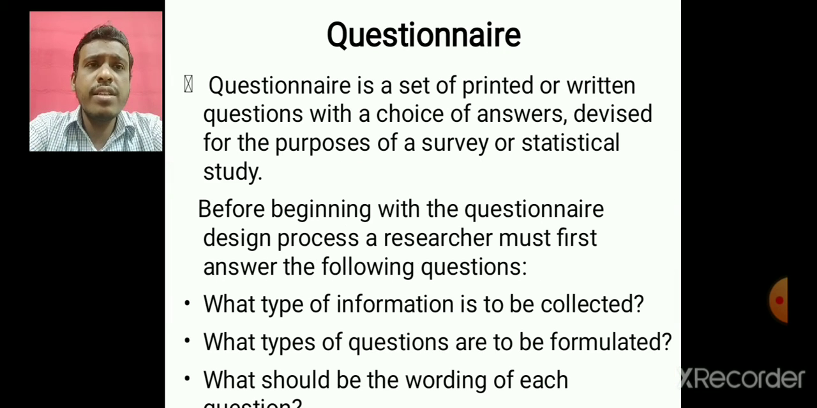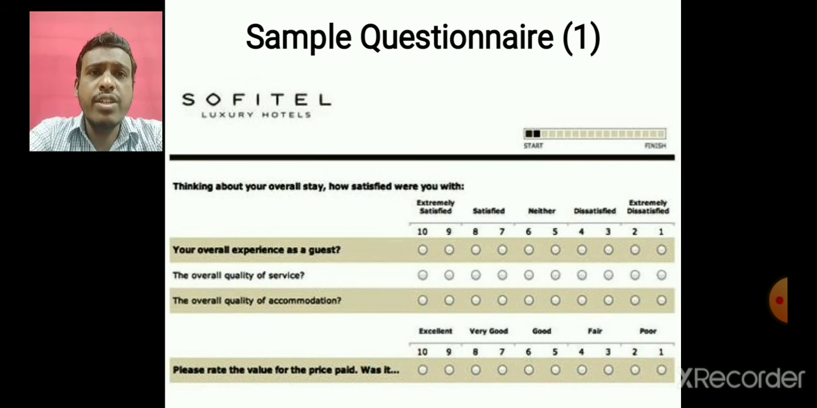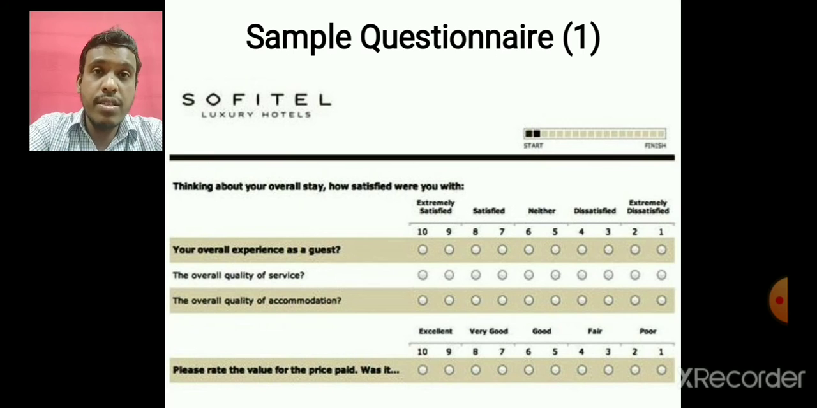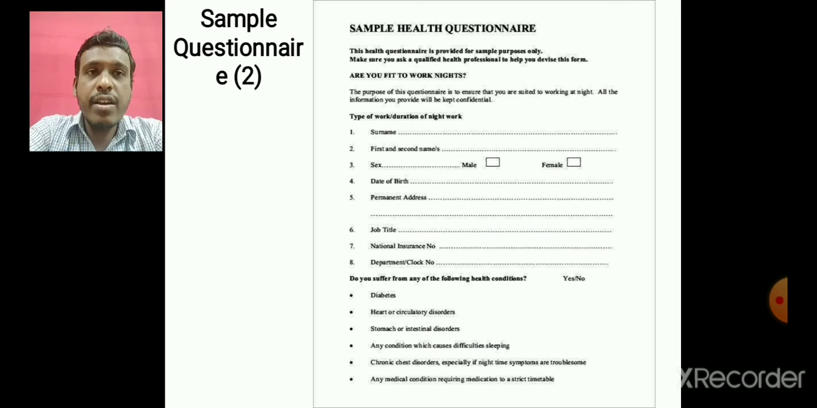So these are the things that you have to take into consideration when you're talking about a questionnaire. Basically, what is a questionnaire? We have seen a questionnaire is a set of questions with possible answers that are to be given to the respondent. So it consists of questions as well as possible options which they have to fill.